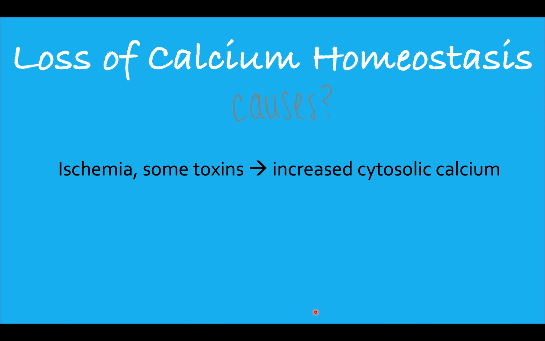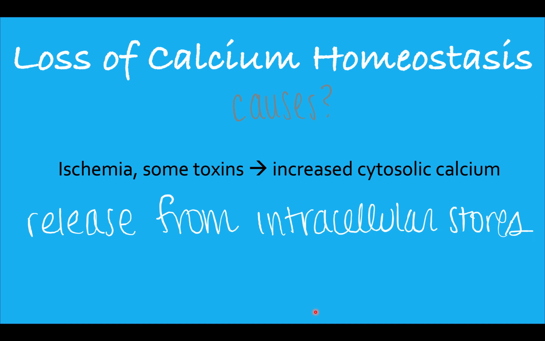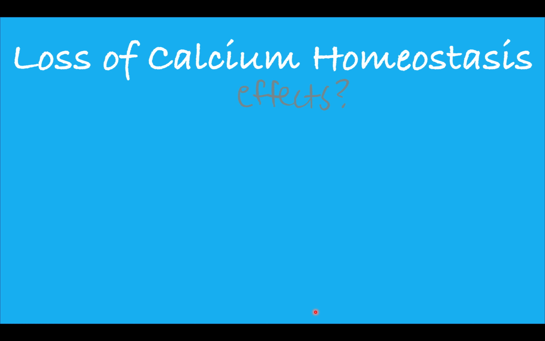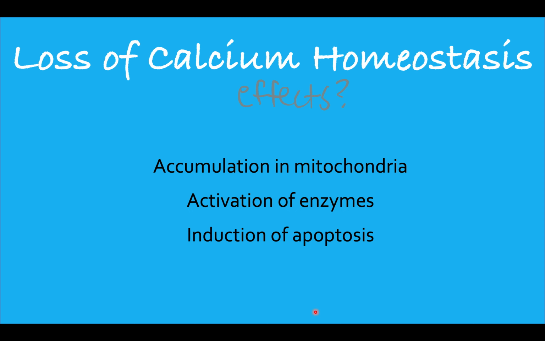And the reason that happens is because calcium is going to be released from those intracellular stores. So you normally have calcium inside the cell, but it's a very small amount. And if you have an injury like this, that small amount will be released from the intracellular stores, and the plasma membrane pumps are not functioning properly, so you'll have an increased influx coming in from the outside. So the inside calcium is being released and the outside calcium is coming in. And what happens if you have this increased calcium inside the cell? Well, it will start to accumulate inside the mitochondria, which is really bad. And it will also start to activate various enzymes that can then lead to apoptosis.